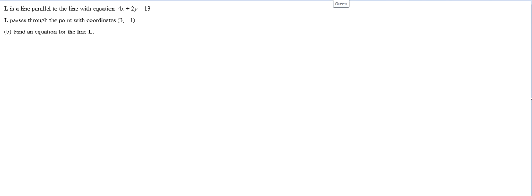Question 13b. I've skipped A because it's just simultaneous equations. I don't think any of you are going to have a problem with that one. But most students don't particularly like this sort of question, so let's take our time to understand it.